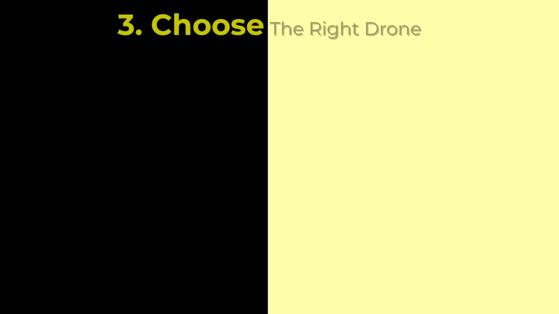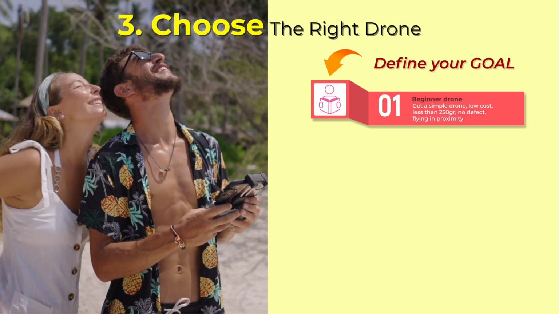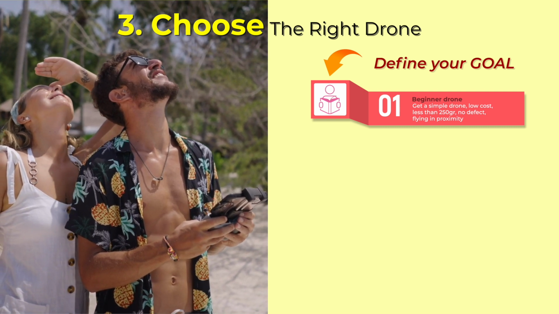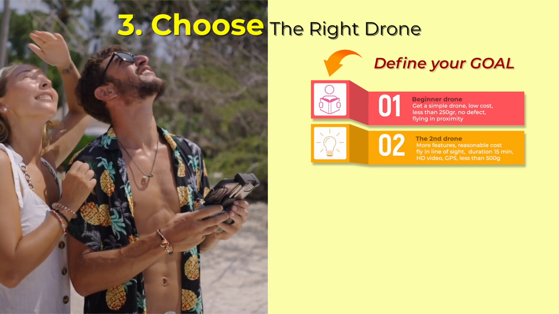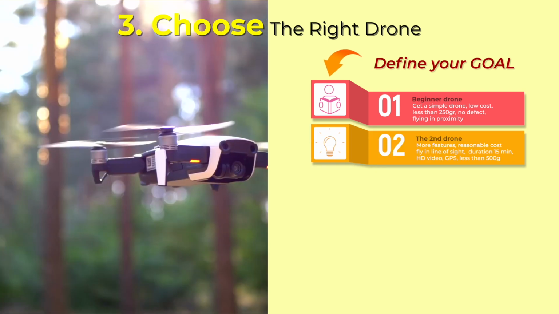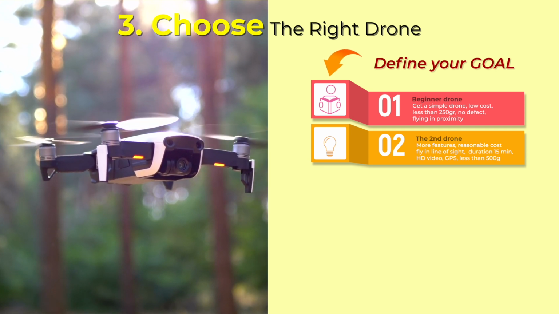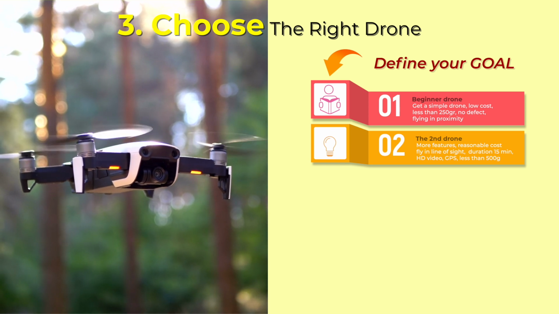3. Choosing the right drone. Define your goal. Beginner drone. Get a simple drone, low cost, lightweight, less than 250 grams. No defects to ensure safety, flying in proximity. The second drone. More features at reasonable cost. Flying in line of sight. Average flight duration 15 minutes. Recording HD video. GPS positioning.